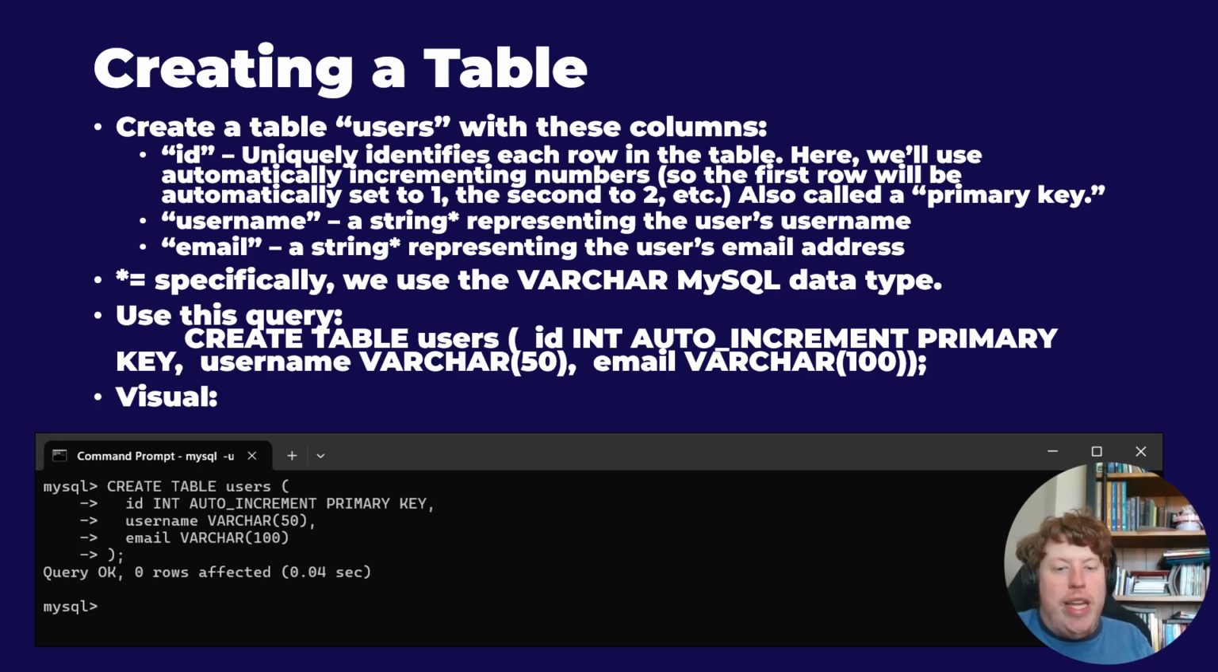So now let's create a table. We're going to create a table users with these columns: ID, which uniquely identifies each row in the table. Here we'll use automatically incrementing numbers, so the first row will be automatically set to 1, the second to 2, etc., also called a primary key. Username, a string representing the user's username, and email, a string representing the user's email address. And by string, I refer specifically to the varchar MySQL data type. We'll use the query on the screen.